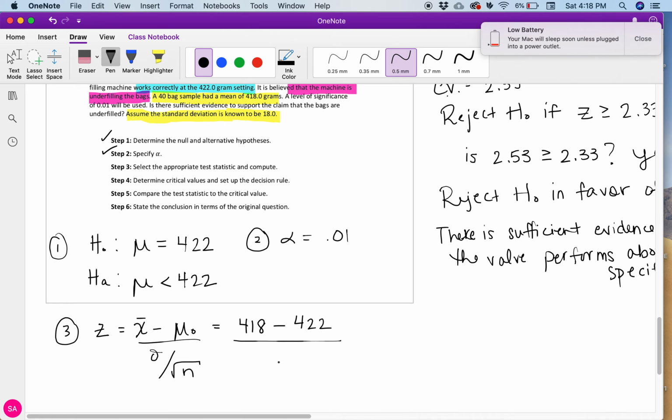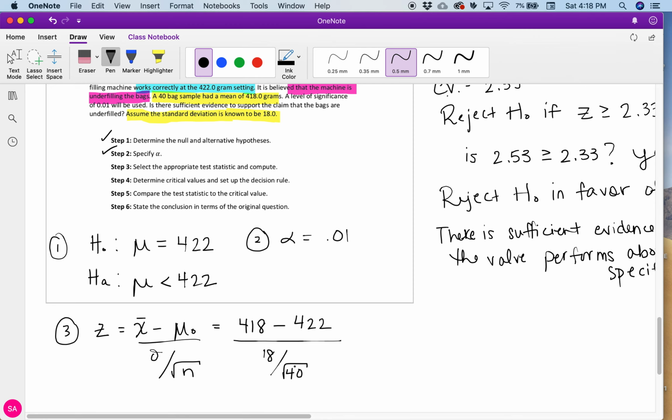divided by, oh, I gotta plug in my computer. Sorry, one sec. There we go. Okay. Standard deviation is 18. It's given in the problem, divided by the square root of the sample size, which is the square root of 40.